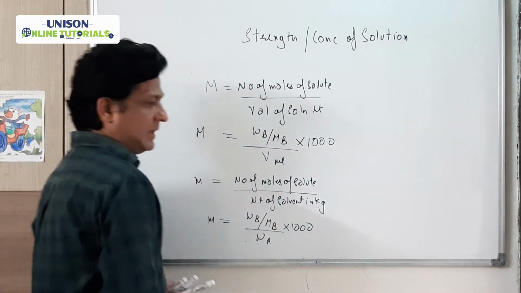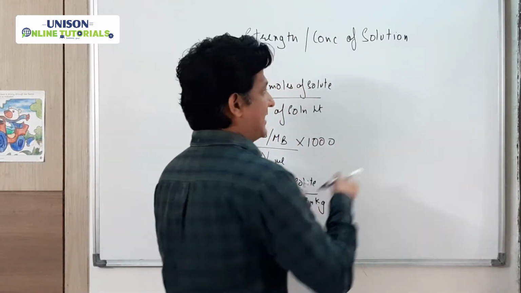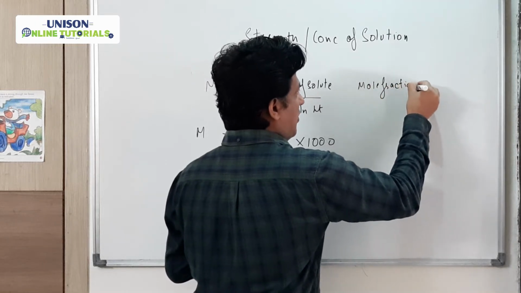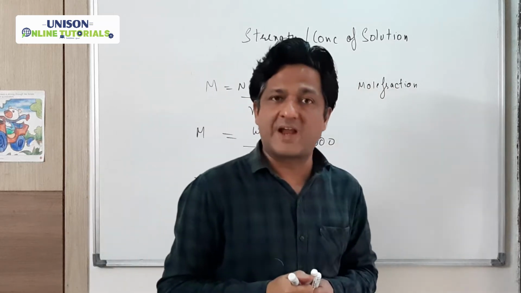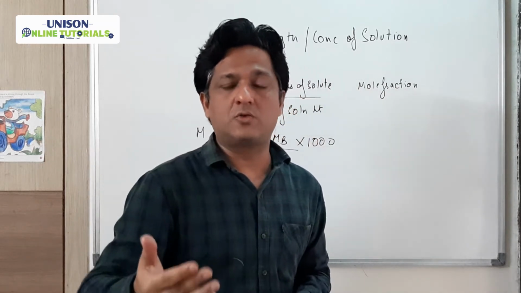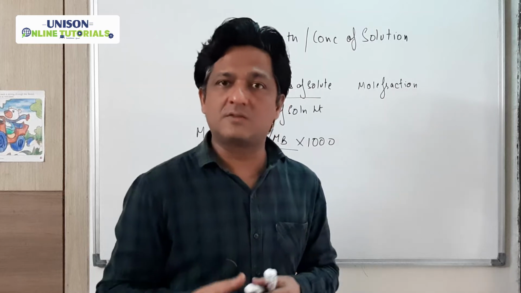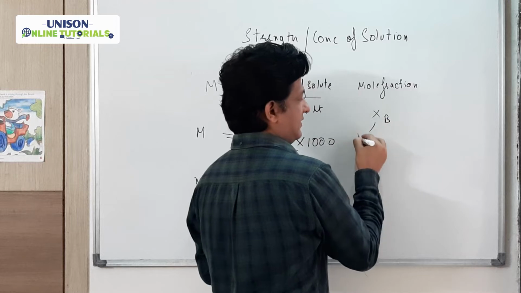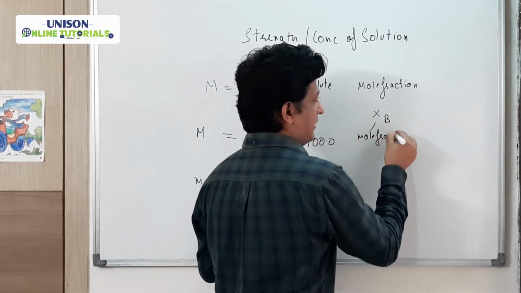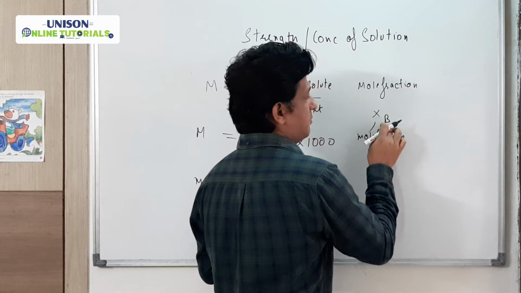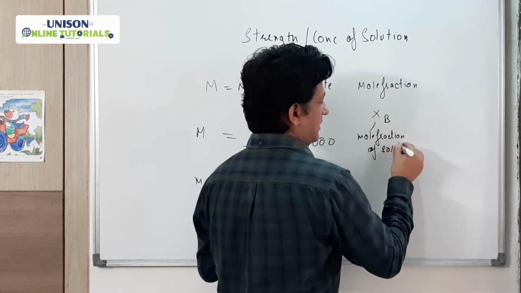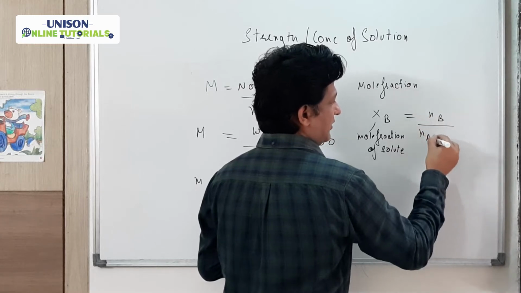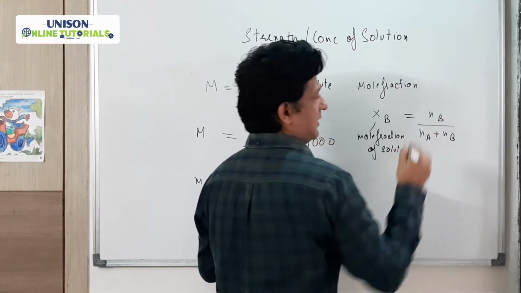Okay, let's talk about one more, that is mole fraction. From the word itself, mole fraction is defined as the fraction of moles of one component to the total moles present in the solution. Suppose we have to find the mole fraction of solute. As I told you, B is for solute. Mole fraction of solute is the number of moles of solute upon number of moles of solvent plus number of moles of solute.